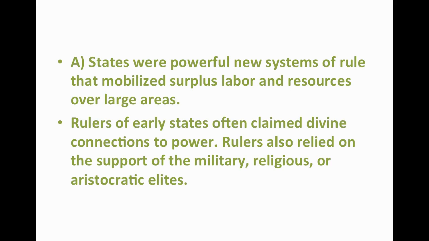Evidence strand A: states were powerful new systems of rule that mobilized surplus labor and resources over large areas, and rulers of early states often claimed divine connections to power. Rulers also relied on the support of the military, religious, or aristocratic elites.